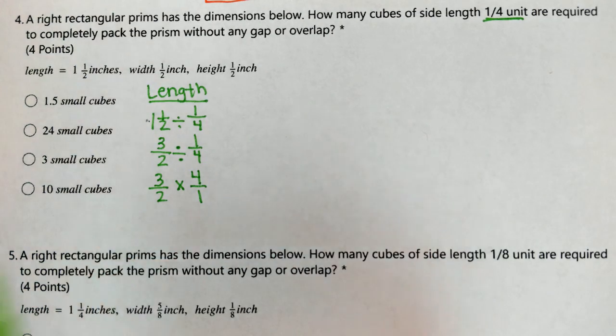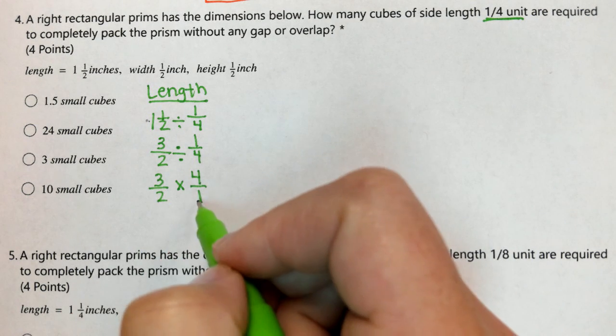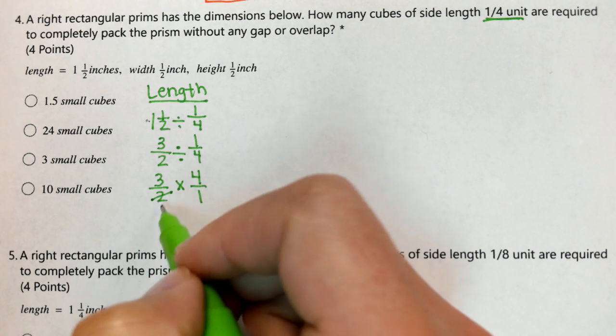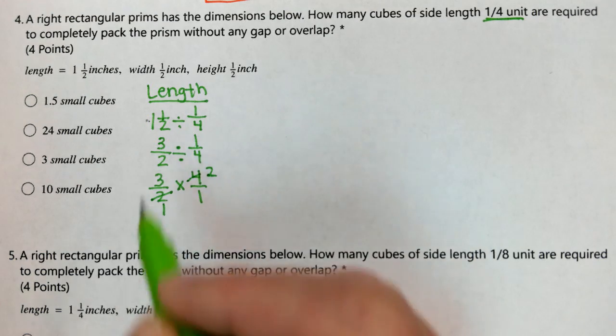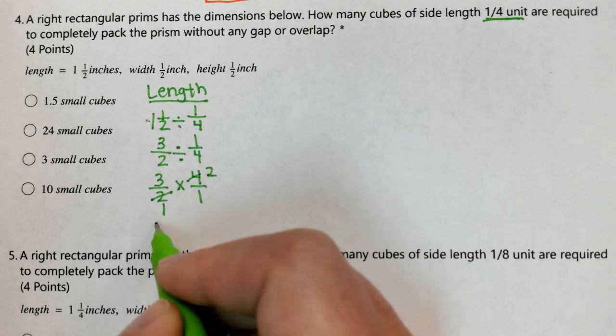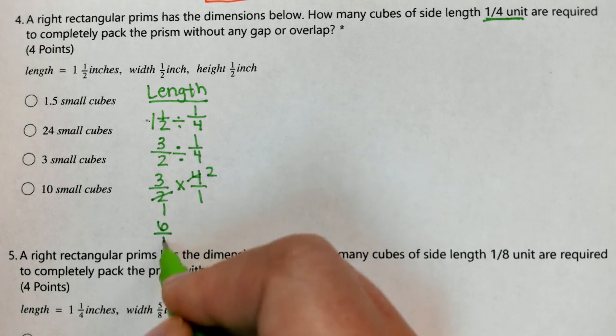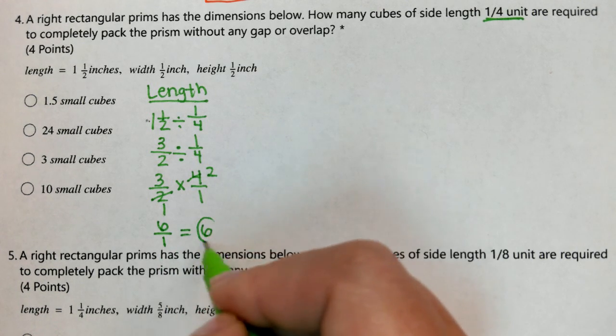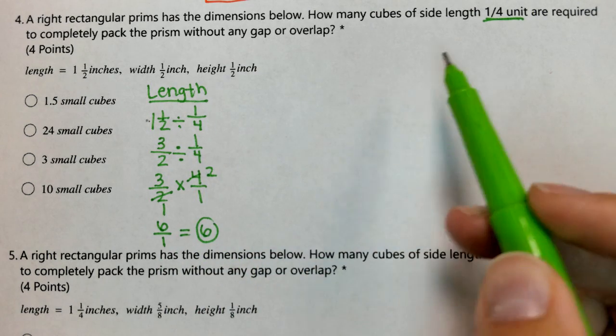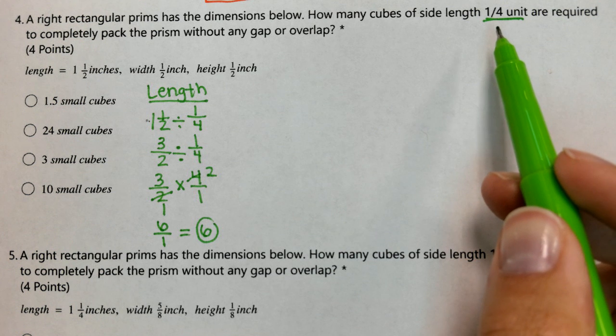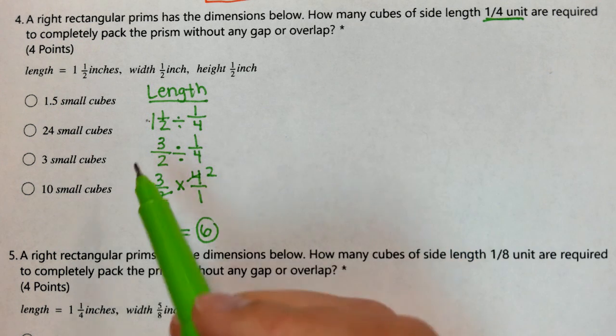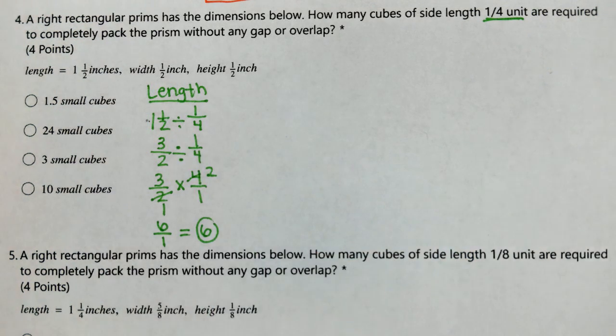I can simplify on my diagonal. 3 and 1 can't, but 2 and 4 I can divide by 2, so I get 1 and 2. And then I multiply across. 3 times 2 is 6, 1 times 1 is 1, and 6 over 1 equals 6. So that means 6 of these 1/4 cubes can fit my length.